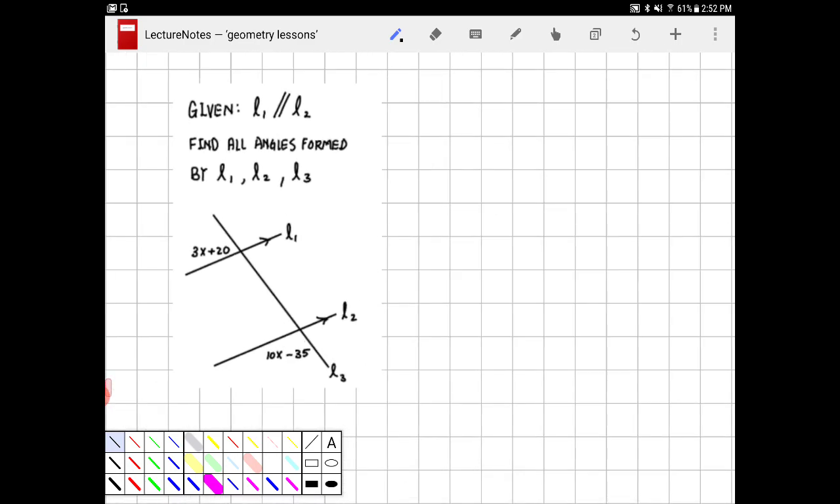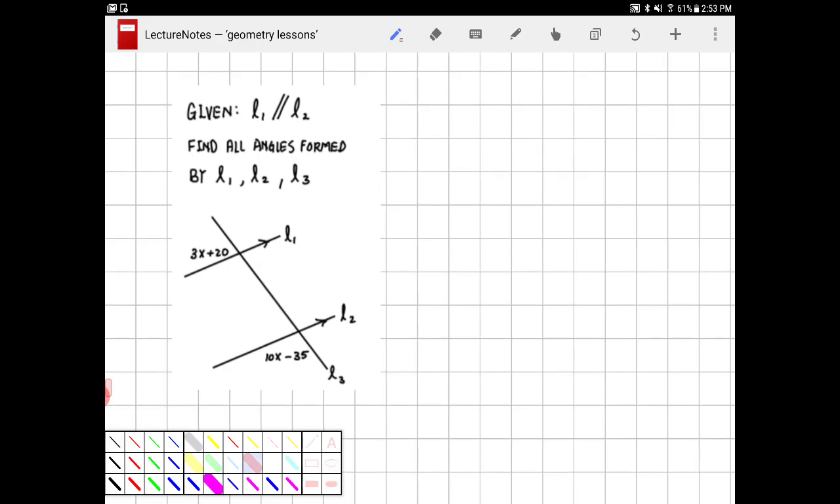Again, you're told that lines 1 and 2 are parallel, and you're asked to find all the different angles formed between the transversal and the pair of parallel lines. Let's take a look at these two angles highlighted in pink. Pause the video for a moment and see if you can figure out what this is. Welcome back. These two angles are on the same side of the transversal, and they are also on the outside of the parallel lines. So these are consecutive exterior angles.